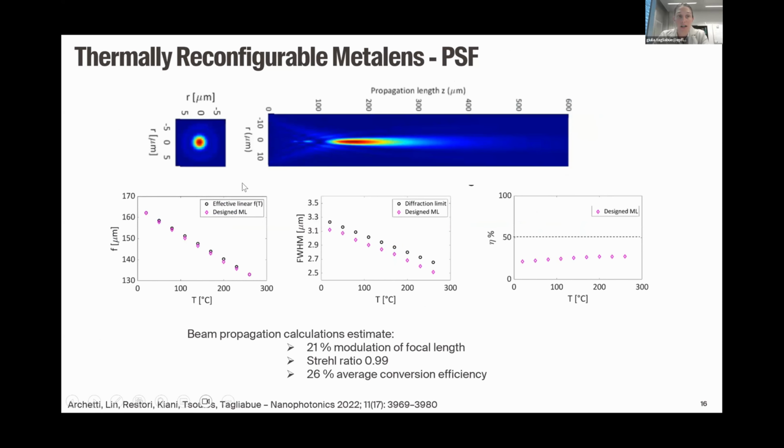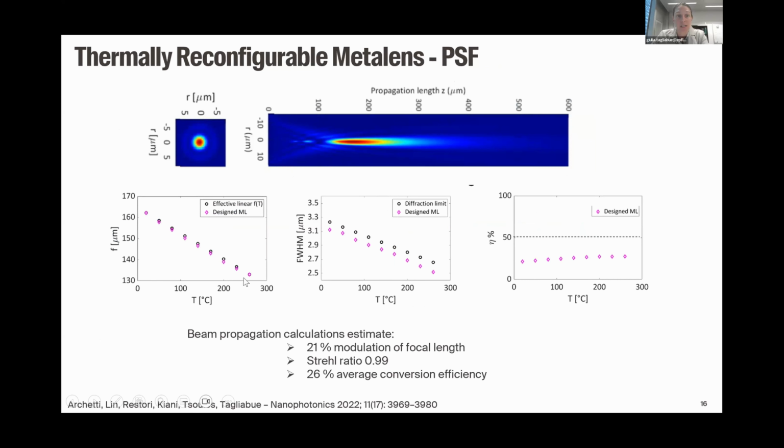So this is how the calculated point spread function of the metalens looks like. This is the focal point. This is along the propagation length. Obviously, this is a relatively low NA lens. We also applied it to a higher NA lens.